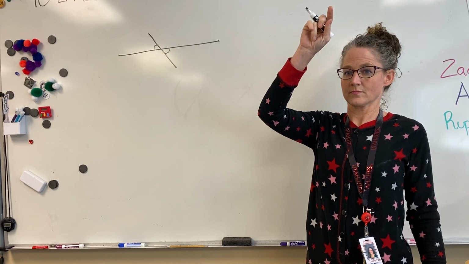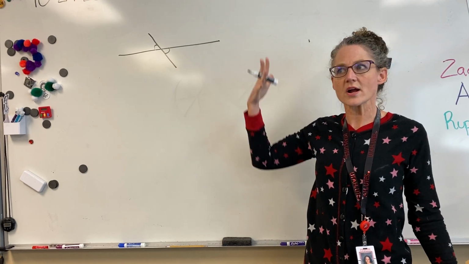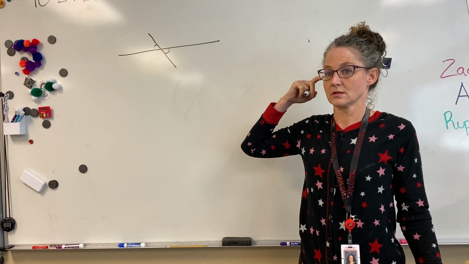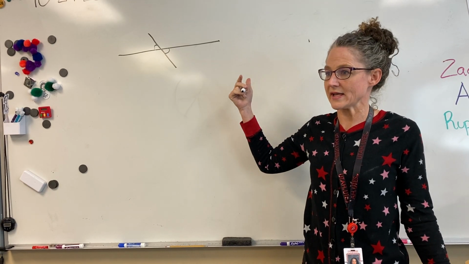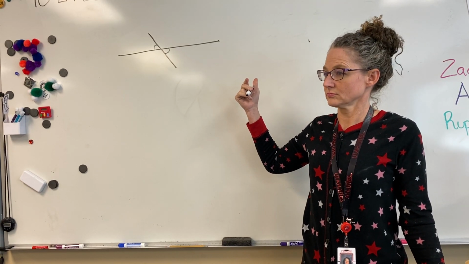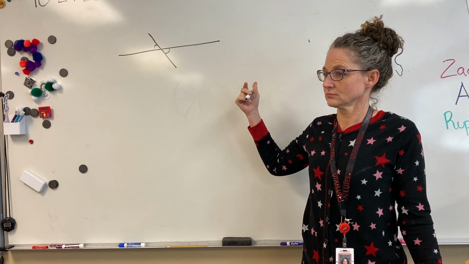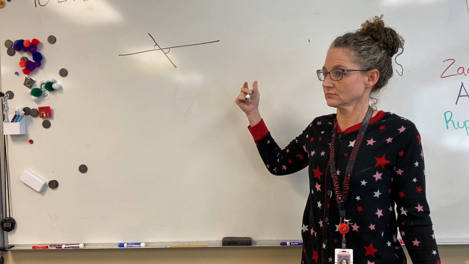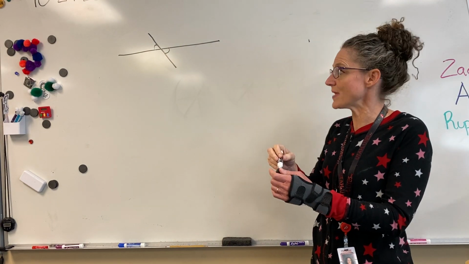Ethan: The same measurement. Why are they the same measurement? Abram: Well, because if you have a straight line and you put another line in it, it's kind of, I guess we could say like reflecting.